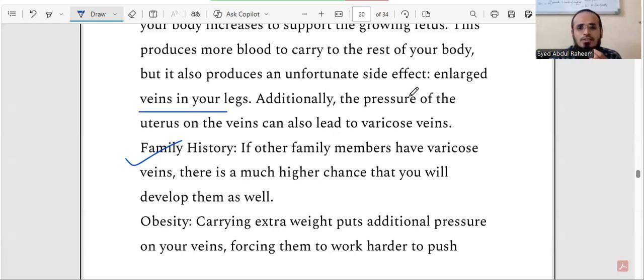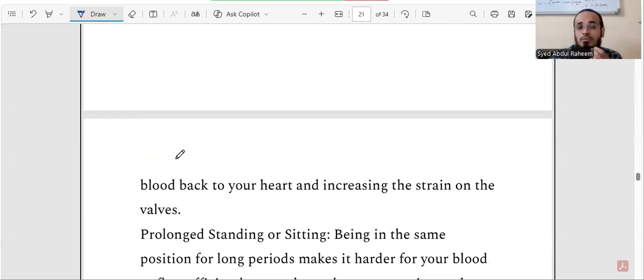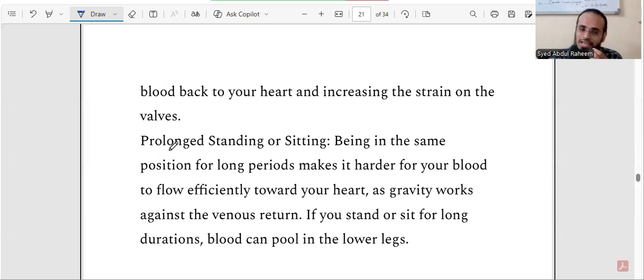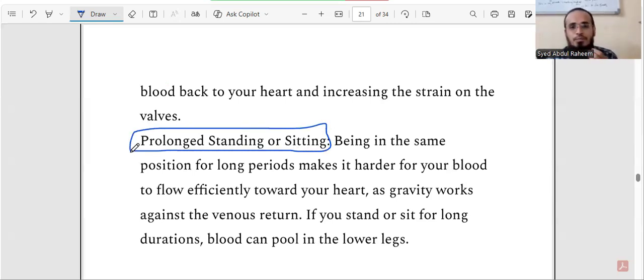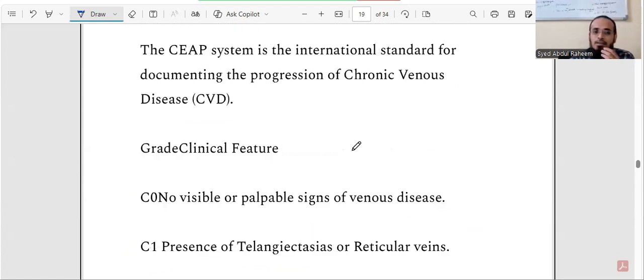And some family history, due to that reason also. Obesity is one of the major causes of varicose veins because of pressure on the legs. This is also one of the main reasons: prolonged standing. Prolonged standing and prolonged sitting, same thing. Gravity pushes the blood back to the leg, while the valves want to flow the blood back to the heart, so there is a fight between gravity and valves. Gradually the valves become fragile. So these are the reasons behind varicose veins.